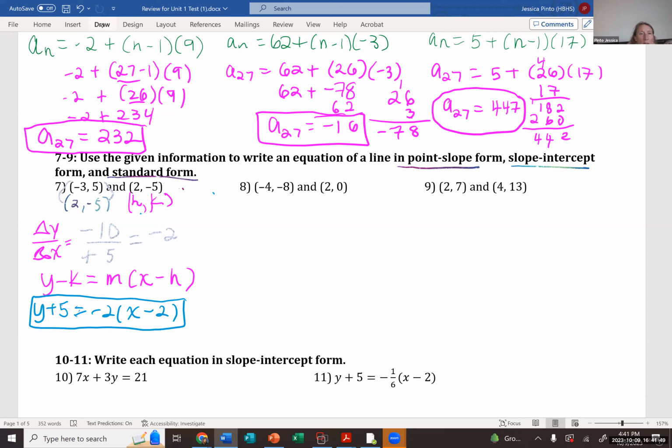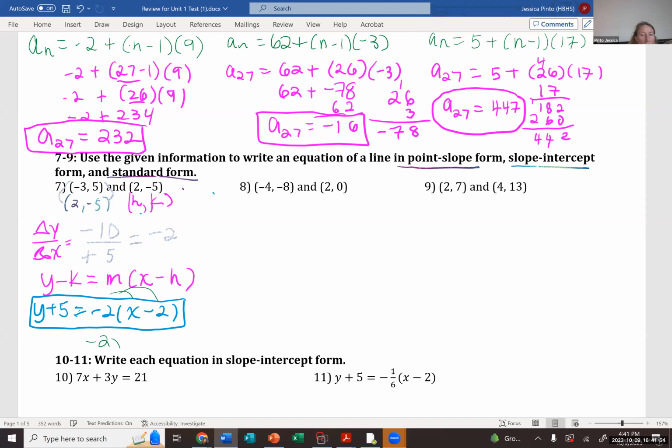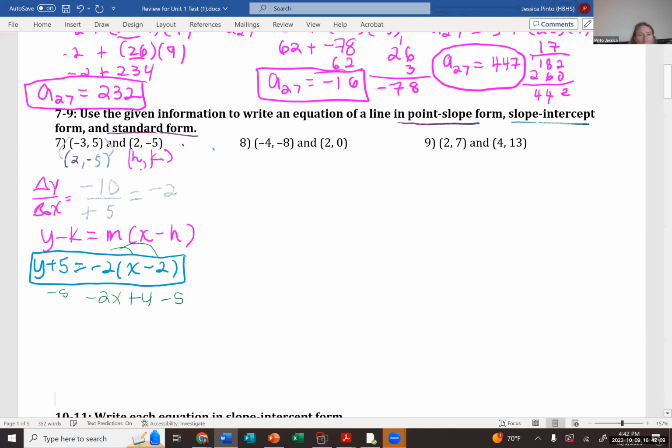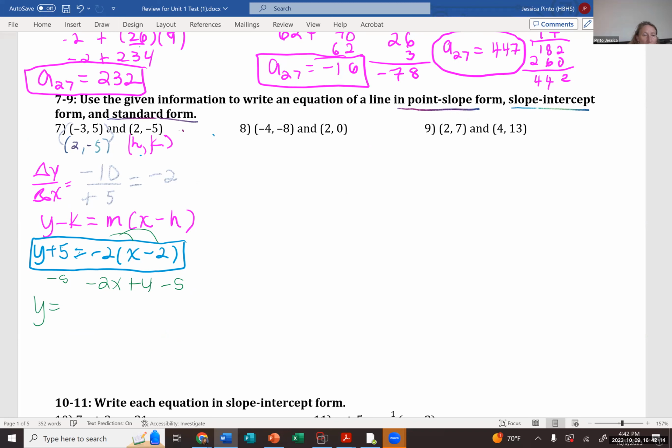To put this in slope intercept form, I'm going to distribute. So that's going to be -2x, +4, and then -5. So subtract 5. Okay, so that's going to say y equals, these canceled out. And so we've got -2x, and this together makes -1. So that's called slope intercept form.